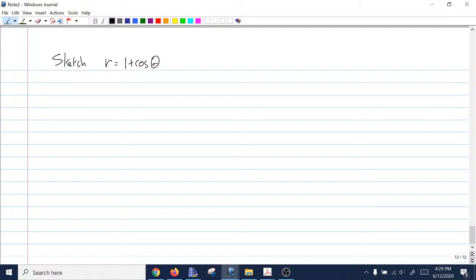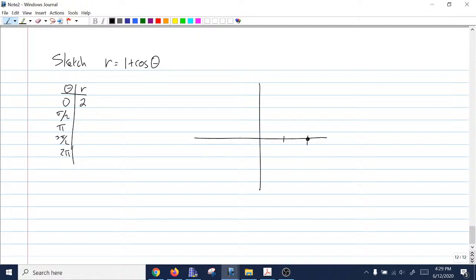Adding 1 to cosine theta is nice because it means you no longer have negatives. Sketching these things when r is negative gets weird. Let's think about the simplest values. Let's go 0, pi over 2, pi, 3 pi over 2, up to 2 pi. Cosine 0 is 1. 1 plus 1 is 2. So at an angle of 0, we should go at a distance of 2. Check.